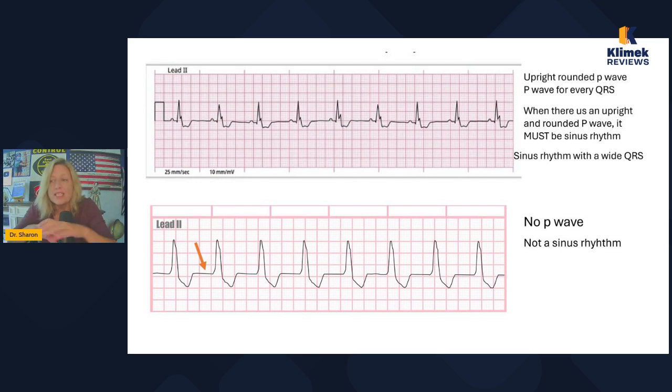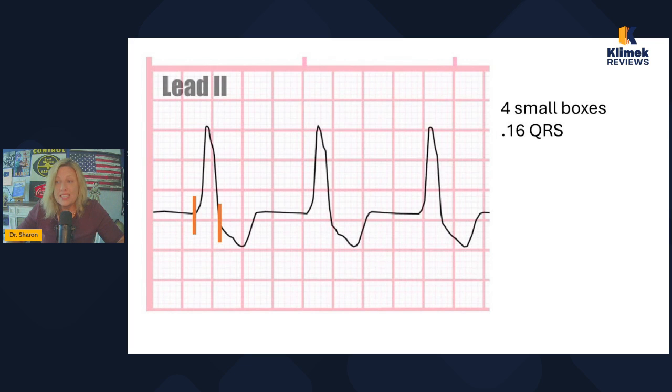The one on the bottom has no P wave. Okay. That means it's not a sinus rhythm. If there's no P wave, it is not a sinus rhythm. In fact, if there's no P wave, it's not even an atrial rhythm. You have to have some kind of a P wave. It can be a fluttering P wave, but an upright rounded P wave is sinus. If you have a fluttering P wave, it's atrial. If you have a fibrillating P wave, it's atrial fibrillation, right? But you have to have some kind of a P wave. Here we have zero P wave. So it's not a sinus rhythm.